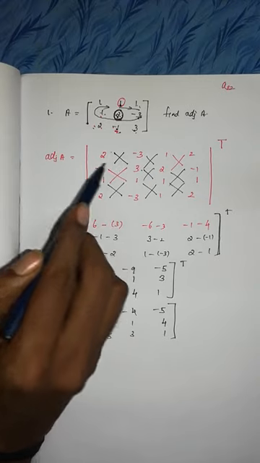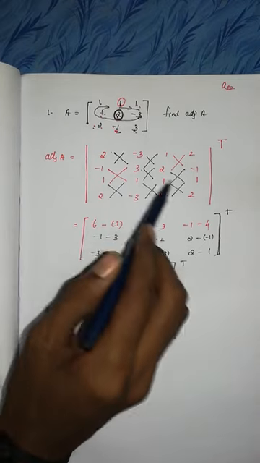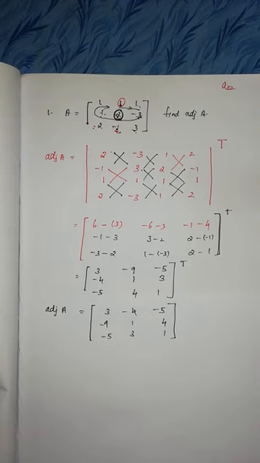2 into 3 is 6. In between you have to put minus 3 into minus 1 is plus 3. So again you have to perform all these steps and you can find the adjoint of a matrix. If you have good practice, you can find the adjoint of a matrix in less than 1 minute.